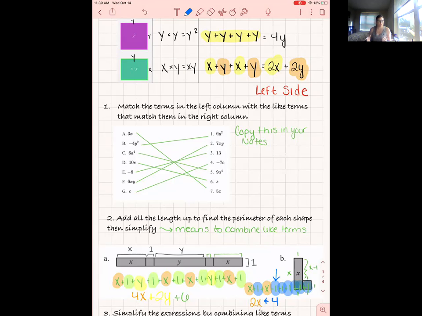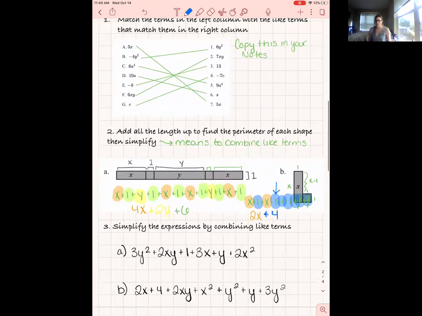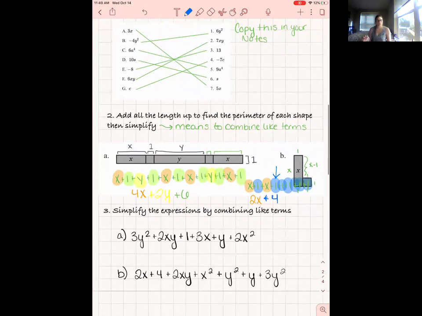Okay, now we're gonna move completely away from our pictures, and you are just going to simplify by combining like terms. So I would like you to copy what the actual question says so that you know what it's asking you to do, and then copy down A and B, go in and highlight, and then combine the things that you highlighted the same color. So I will pause here, and then we'll go over it.